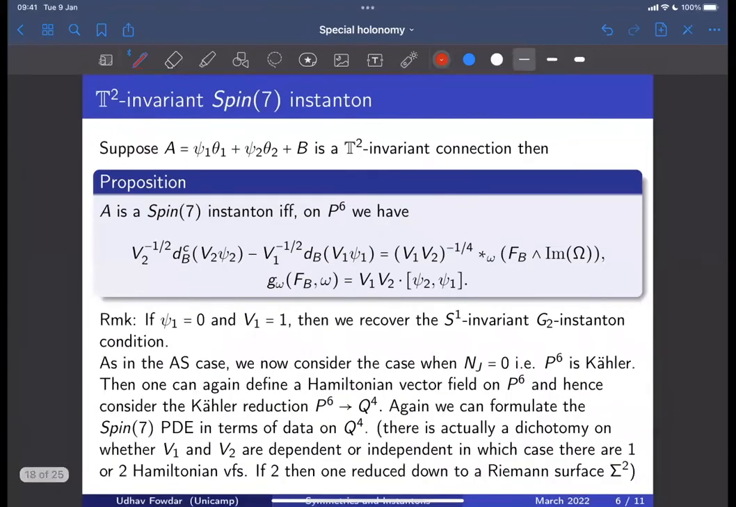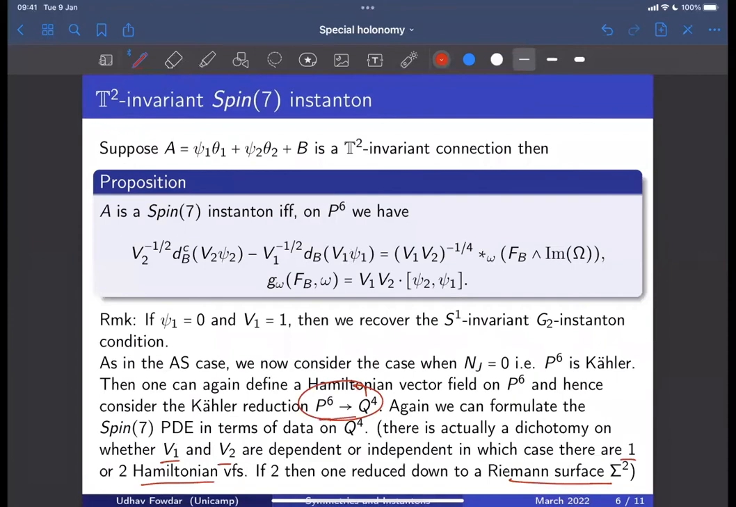In fact, in this case there is an extra piece of data that is not going to be important in this talk, but it's worth mentioning that there's a dichotomy because we have 2 functions, V1 and V2, so we can use each of them as a Hamiltonian function to produce in principle 2 Hamiltonian vector fields. But if they are dependent on each other, then we get only 1 Hamiltonian vector field, in which case we can only do 1 Kähler reduction. But if they were independent, then in principle you could reduce all the way down to a 2 manifold, just a Riemann surface, and then you can again invert this construction to produce a Spin(7) metric. But this is not what I will cover here.